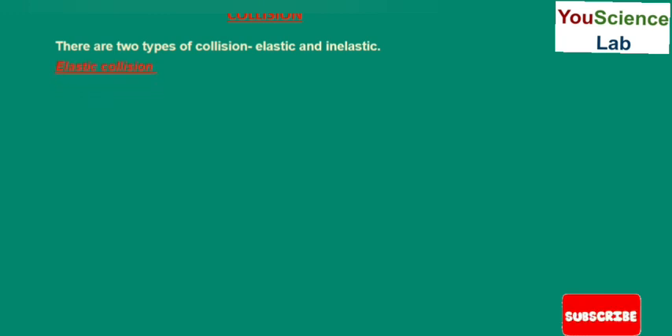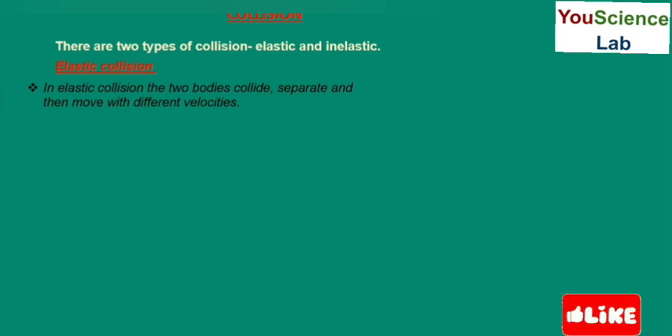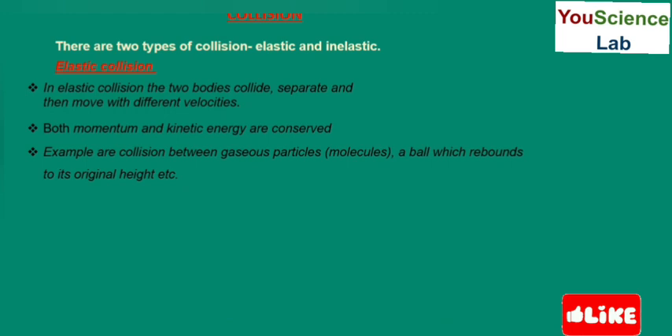Now let us take a look at collision. There are two types of collision, which are elastic and inelastic collision. So let's explain elastic collision. In elastic collision, the two bodies collide, separate, and then move with different velocities. Both momentum and kinetic energy are conserved in elastic collision. Examples of elastic collisions are the collisions between gaseous particles, that is, the molecules of a gas, or a ball which rebounds to its original height, etc.